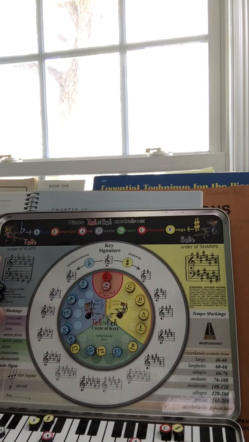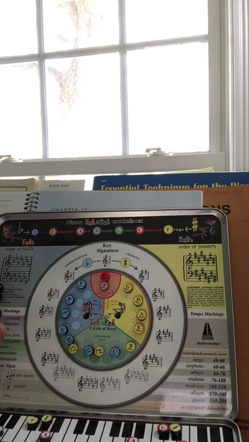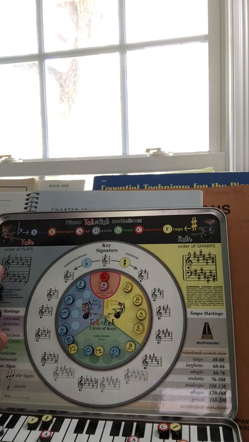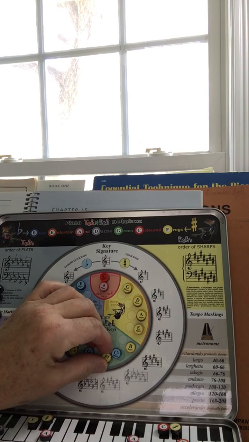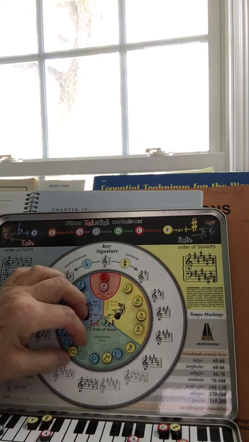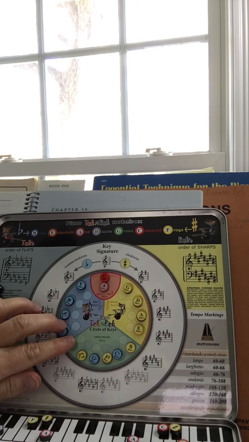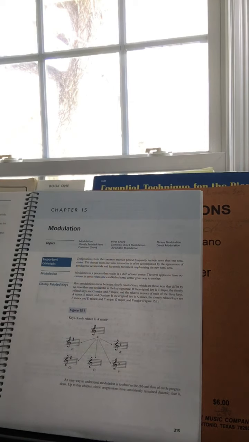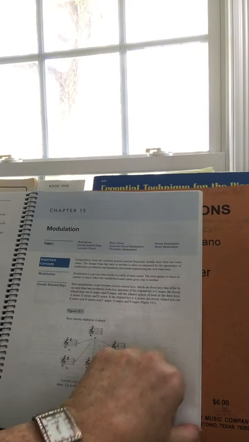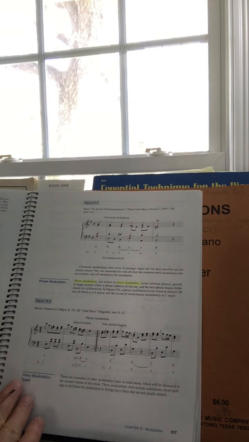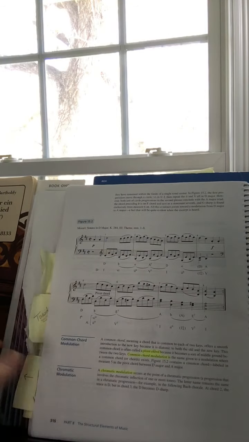And also the relative minors. So B minor, F sharp minor, or C sharp minor would all be closely related keys, easy to modulate to. So it does help to know your circle of fifths, because then you'll know where you're going or where the piece that you're learning is going. So read this page, and let me see if I can get this in. Okay.